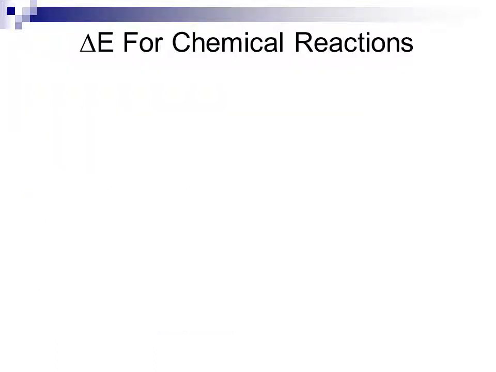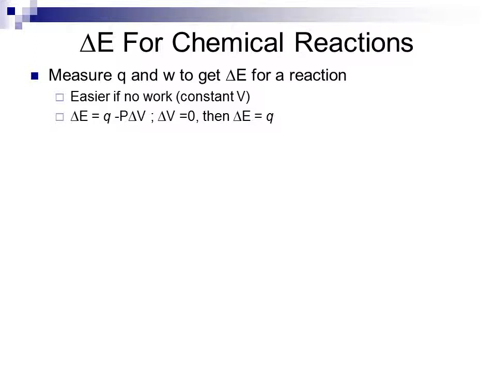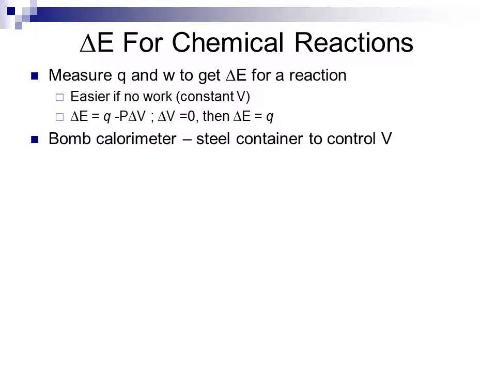Now, the change in internal energy for chemical reactions is a measure of Q and W. If we measure both Q and W, we can get the change in internal energy overall for a reaction. This is easier if there is no work involved, in other words, if the process occurs at a constant volume. So the change in energy is equal to Q minus P delta V. If the change in volume is 0, then that term is eliminated, meaning the internal energy change is equal to the heat. A bomb calorimeter is used for this kind of process.